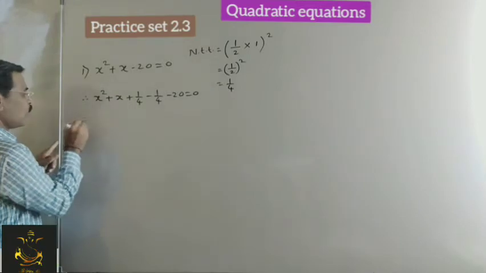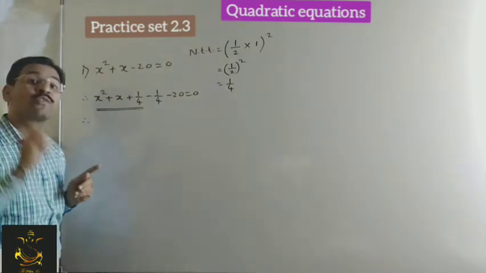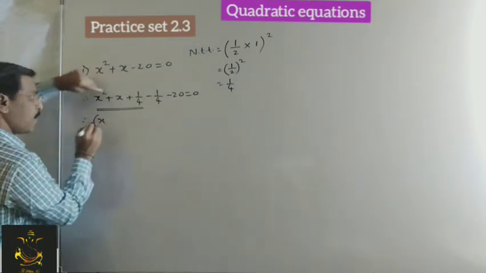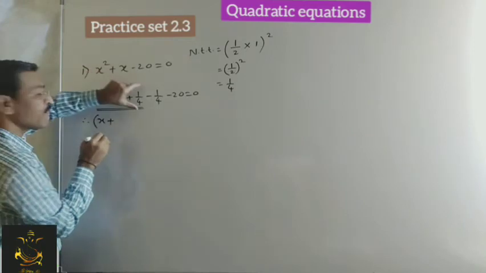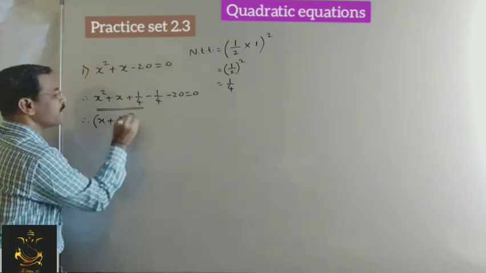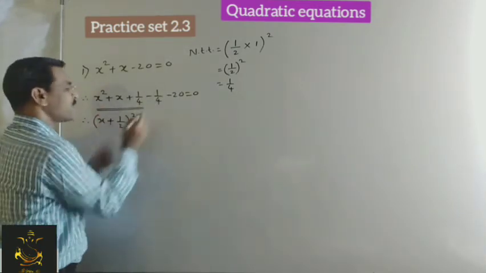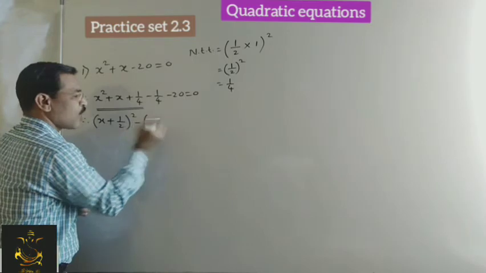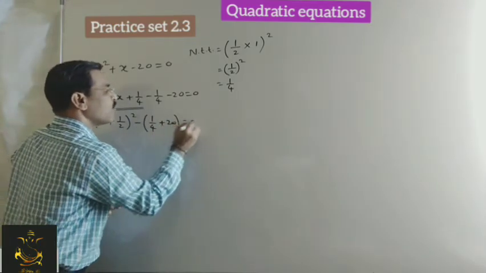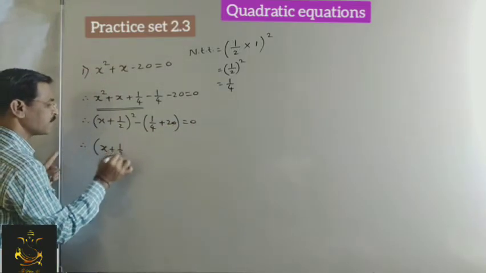Now look here. What will come here? The first 3 terms are a perfect square. How can we write it? Write the root of the first term, x, the middle sign plus, and here 1 upon root of 1 upon 4, and the root is 1 upon 2, and make the square. Finish. Now on this side both have minus, so I write the minus sign common: 1 upon 4 plus 20 is equal to 0. Just simplify here.